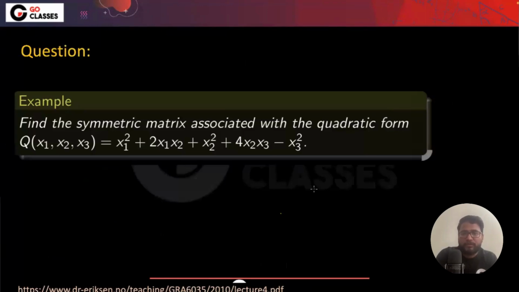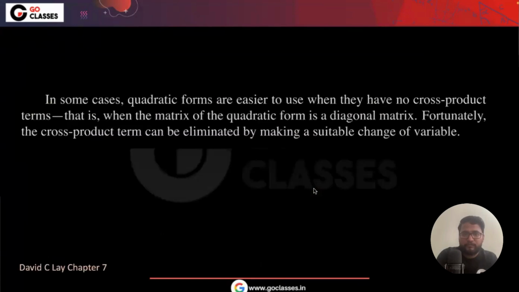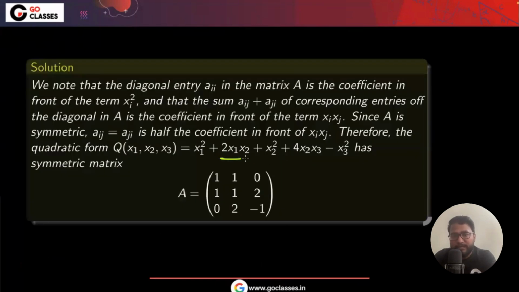So you can find out the symmetric matrix, right? That's fine. In some cases, the quadratic forms are easier to work with when there is no cross product. So basically, you can see that these are the cross product terms, which means x1, x2 like this.